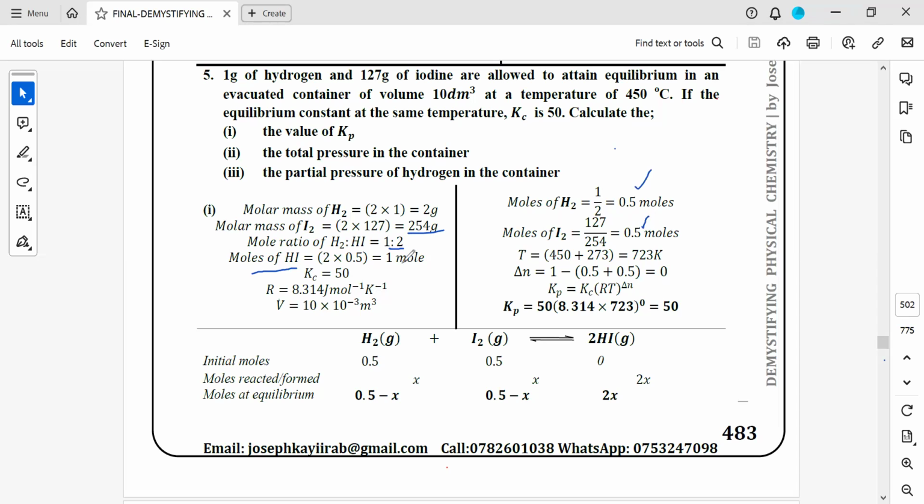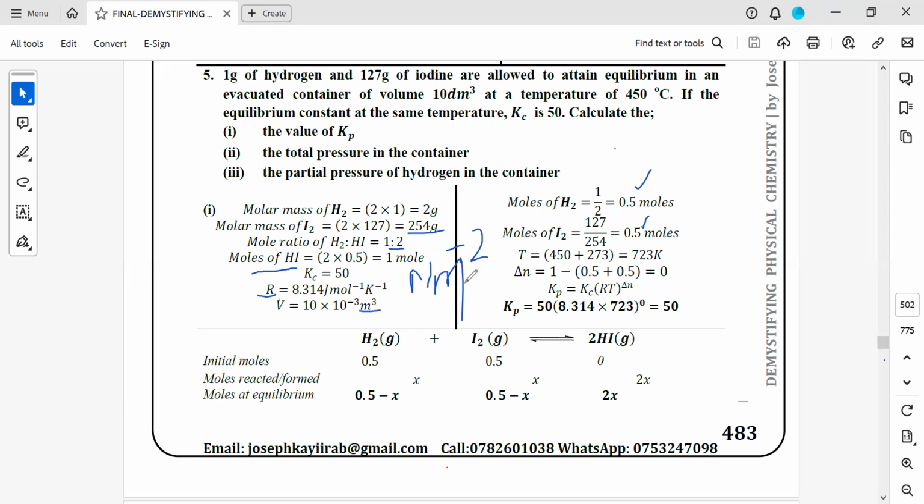And we're given the Kc, we're given the gas constant, and then the volume, which we converted to meters cubed. And then remember, all these are supposed to be in standard values. So because of the R, we have to convert this into meters cubed, because remember, this R applies when we have newtons per meters squared.